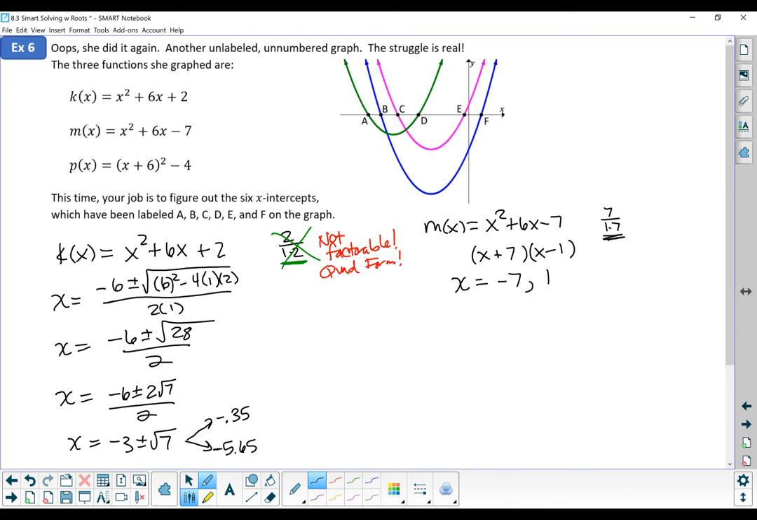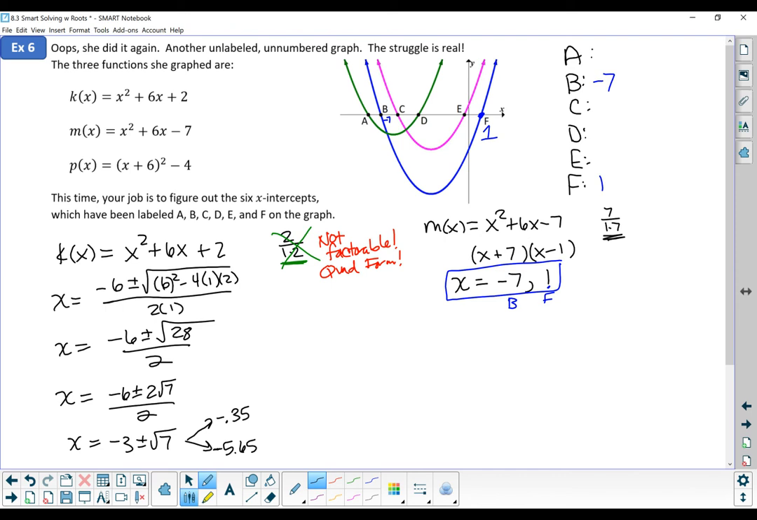positive 1. Now, it turns out if you look at the coordinate plane up there, only one of the intercepts is positive. So we know that the value of f is 1. And these two are on the same graph. So if 1 is f, that means b has to be -7. Okay, so I'm going to make a little list: A, B, C, D, E, and F. So we now know that B is -7 and F is 1.